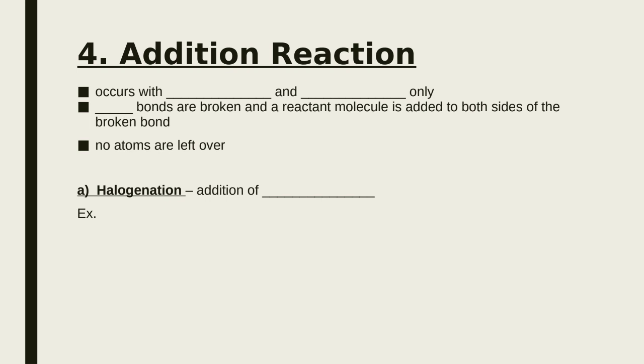So the only way to add in extra atoms is to have alkene or alkyne molecules that have pi bonds, which will get broken. And those broken pi bonds will allow extra reactant molecules to be added in. So when this happens, there are no atoms left over. So let's do an example.